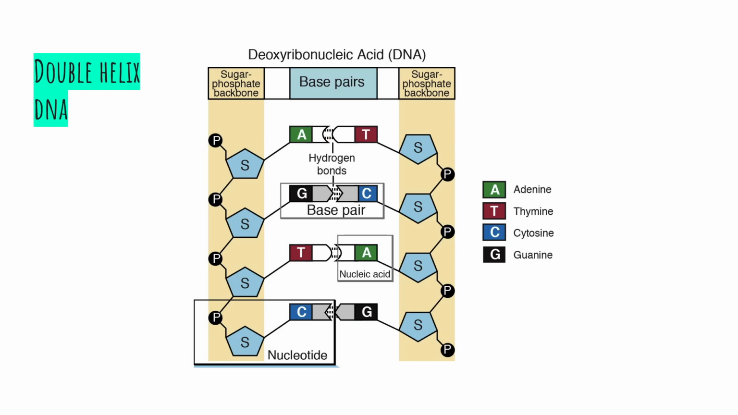Now, these are relatively weak bonds, and that's important because DNA regularly unzips for when it is undergoing replication. It is purposefully done to have these hydrogen bonds so they are weak and it can easily be broken and reformed.